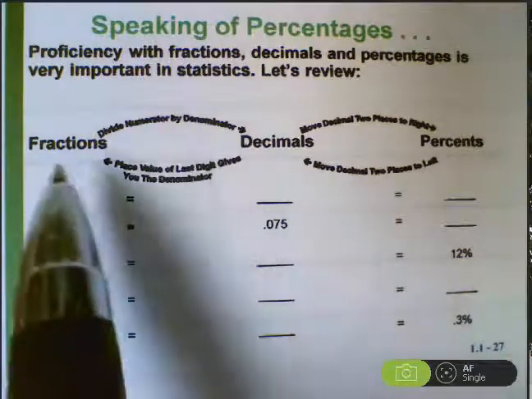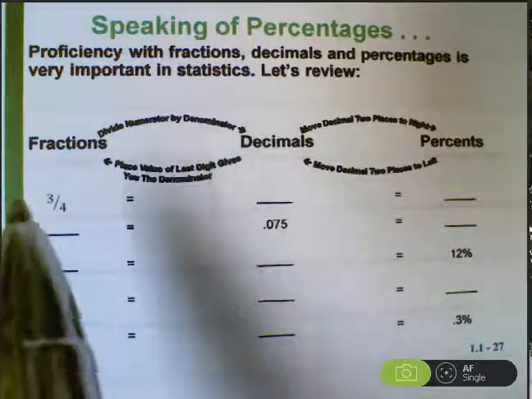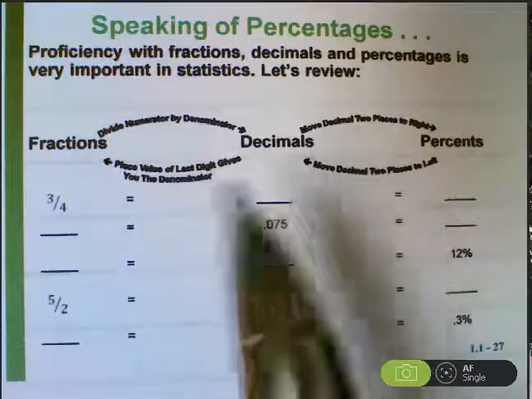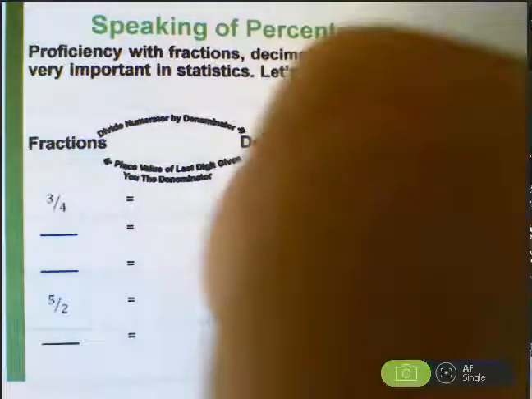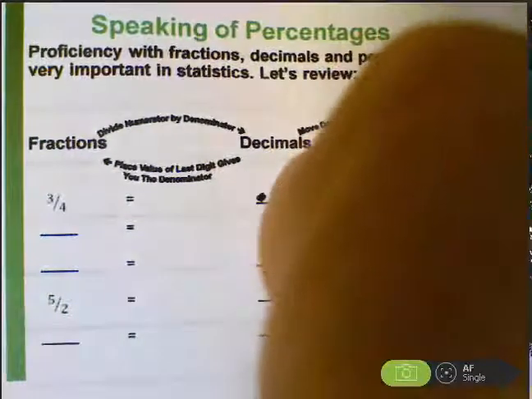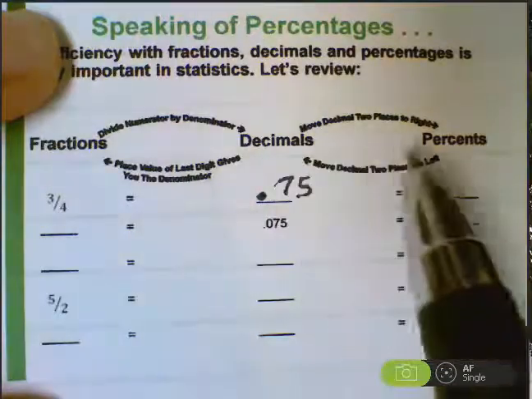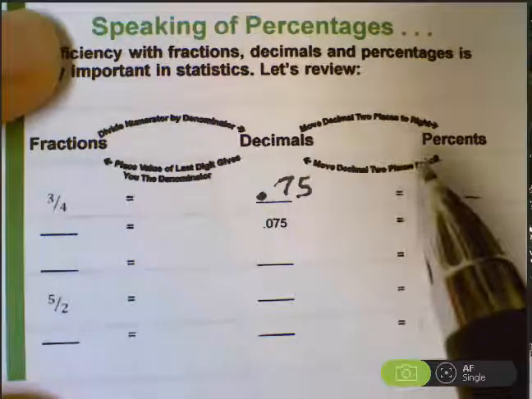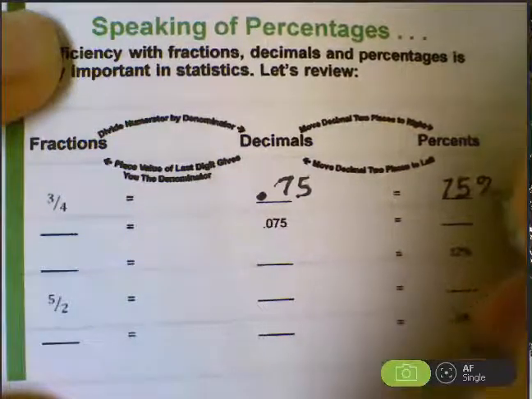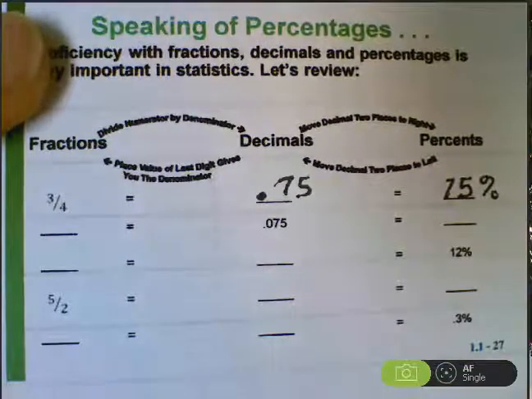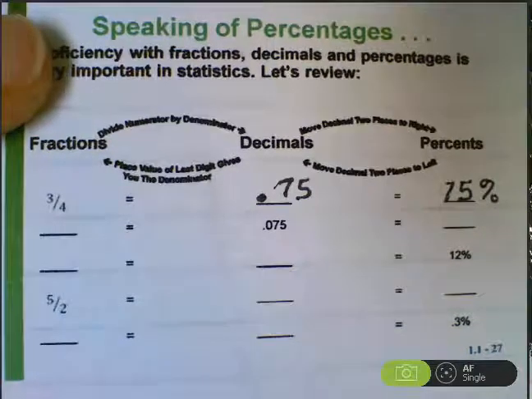To change a fraction to a decimal, you just divide the numerator by the denominator. So to change 3/4 to a decimal, you divide the 3 by the 4. You punch that on the calculator. 3 divided by 4 is 0.75. And then to change a decimal to a percent, you move the decimal 2 places to the right. 0.75 is 75%. So 75% of something and 3/4 of something represent the same amount.